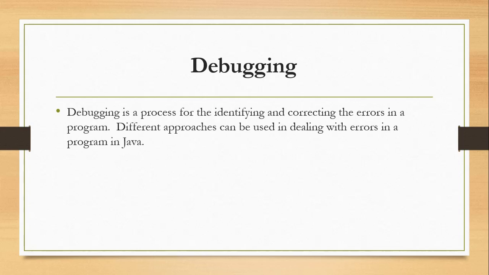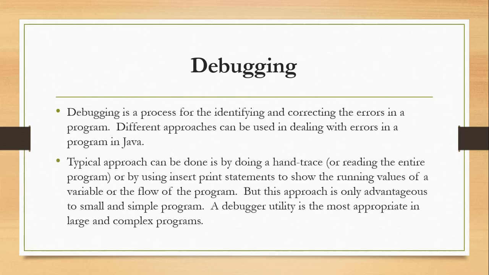Different approaches can be used in dealing with errors in a Java program. A typical approach is doing a hand trace or reading the entire program, or inserting print statements to show the running values of the variables or the flow of the program. But this approach is only advantageous for small and simple programs. The debugger utility is the most appropriate for large and complex programs.